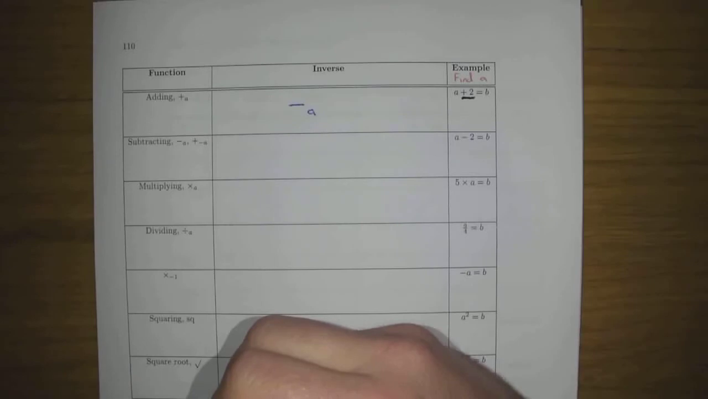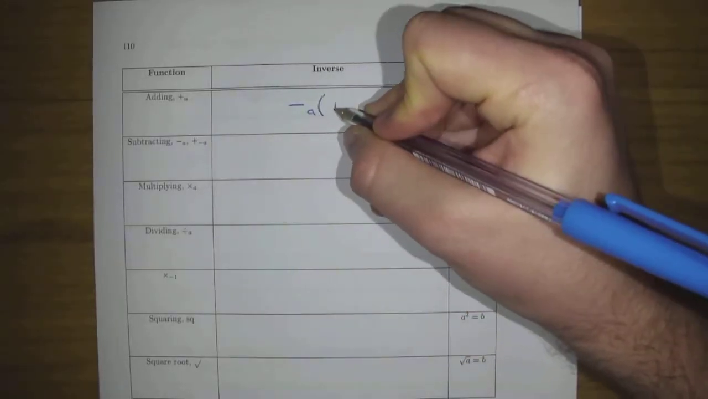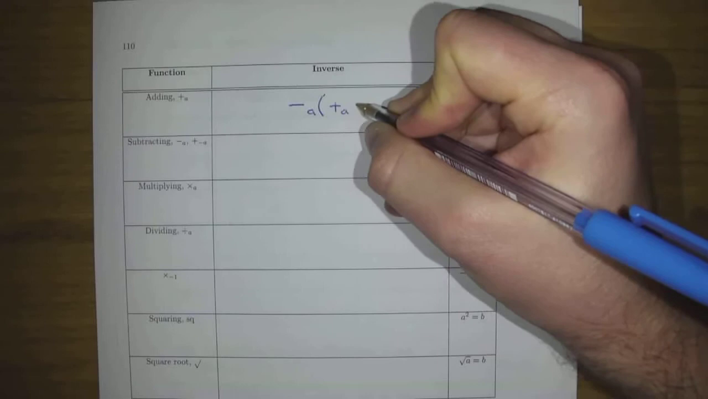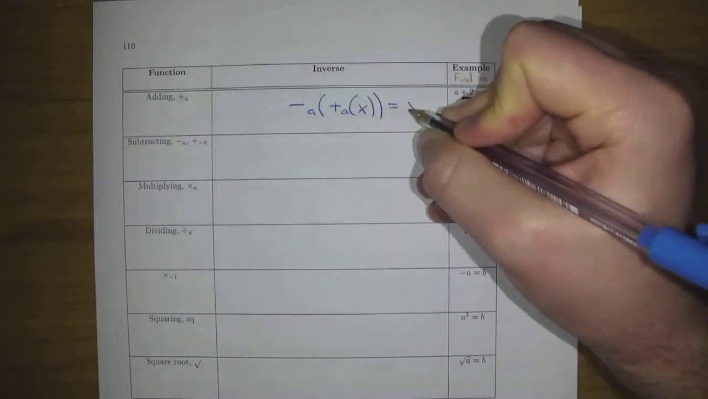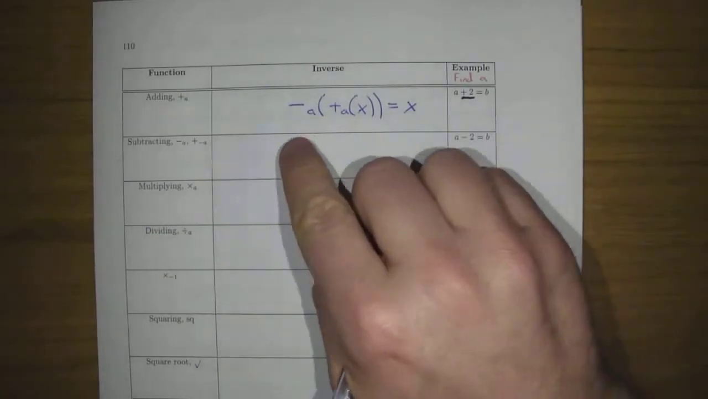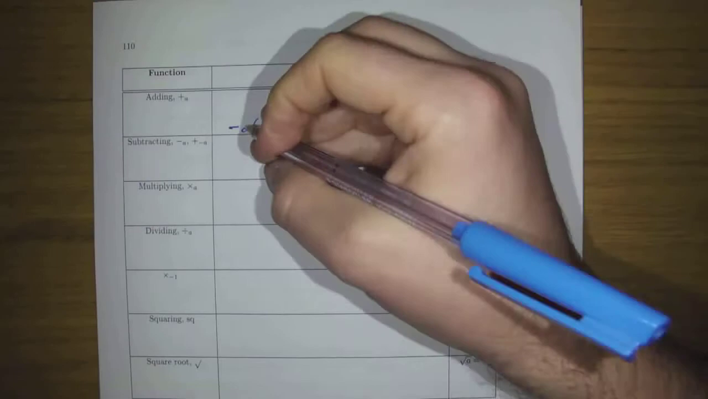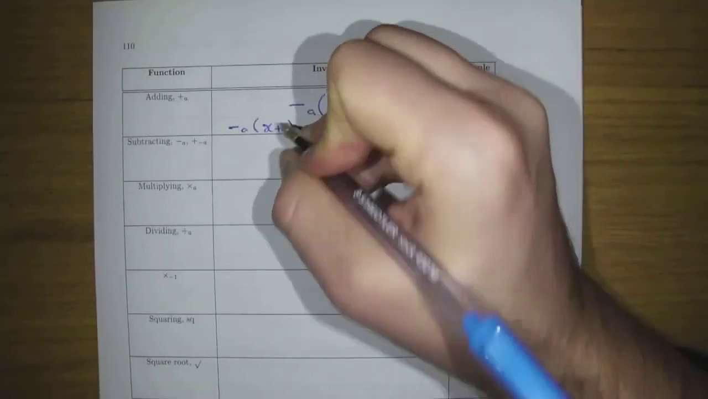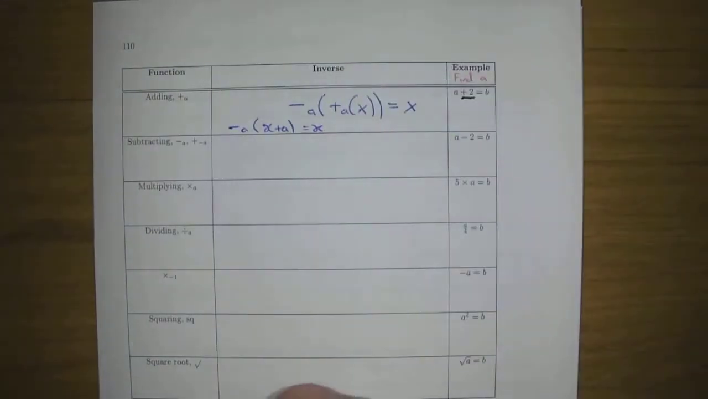So maybe what I wanted to say here was something like, if you do -a after doing +a to any number x, you just get back x. So if I do +a to x, it does x plus a. And what does the -a function do? It gets rid of the +a. That's kind of what I wanted to show.